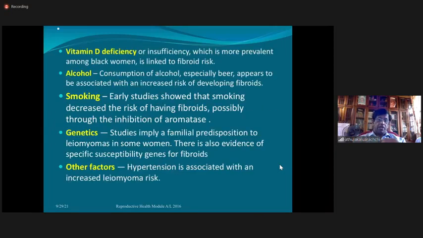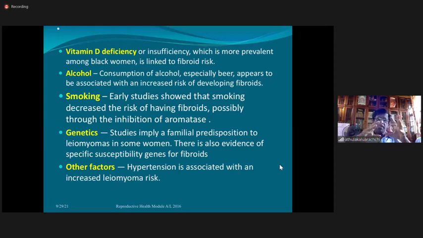Then there are certain things like alcohol, which tends to have an increased risk. Smoking tends to have some protection. I told you women with fibroids have a familial predisposition. Likewise, there are groups of people who are at a higher risk.